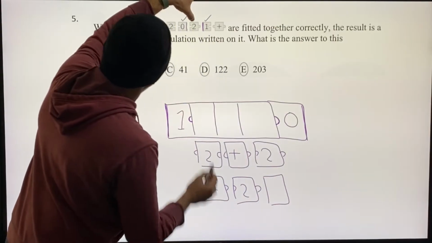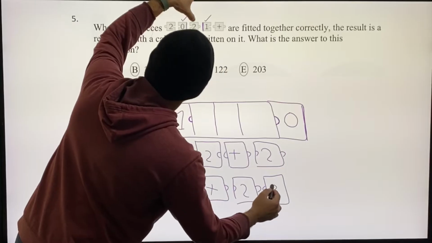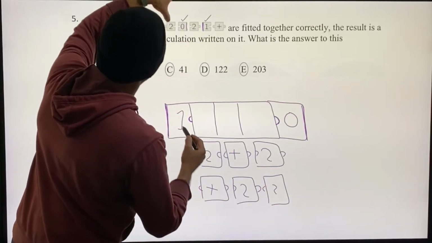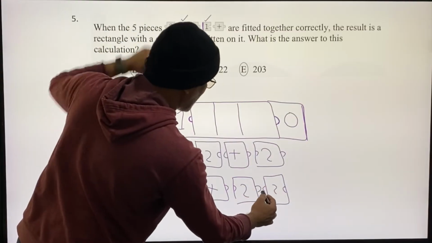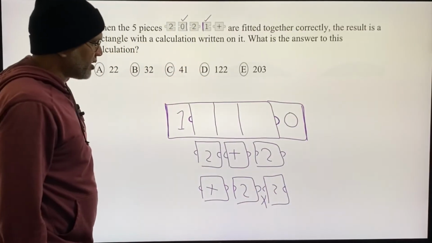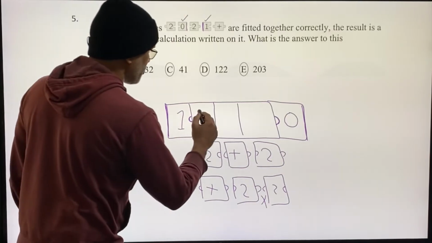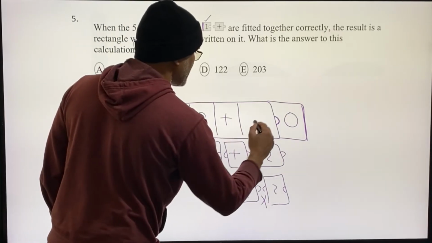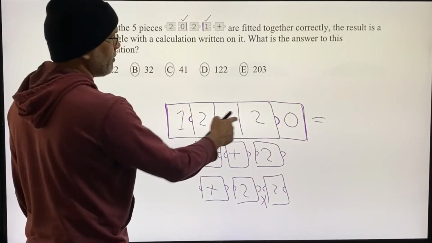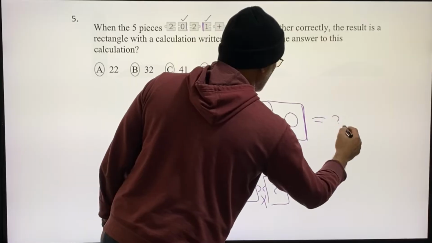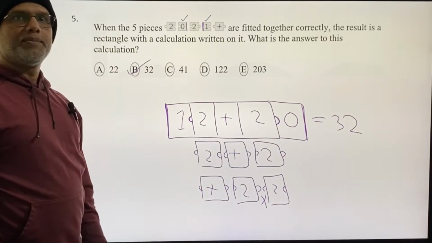Now let me see if I can fit the other 2. So the other 2 has this pointy thingy here and the hole here, and clearly this does not match, right? So the correct way of fitting is 1 2 plus 2 0. So this is going to be 12 plus 20 is 32, and then B is the correct choice.